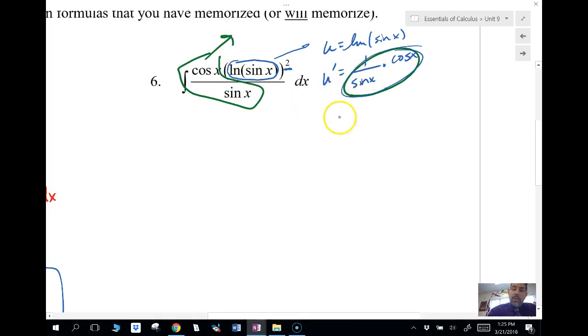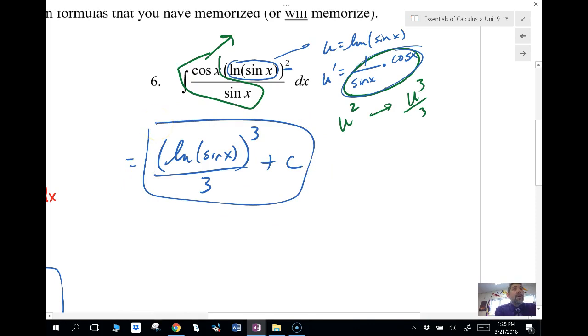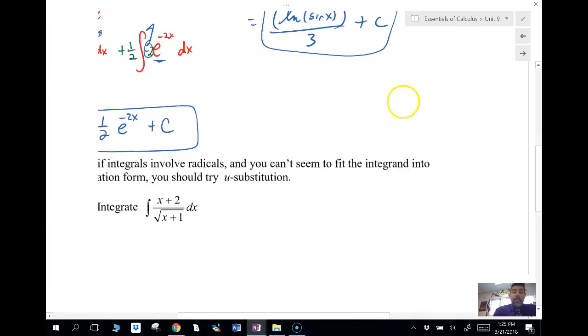So we're really just dealing with u squared, right? And the antiderivative of u squared is, I'm sorry, not 2u, u cubed over 3. Okay, so here's what we got. Here's our answer. Our answer is going to be ln of sine x, cubed, over 3 plus c. That's it. Okay? All right.